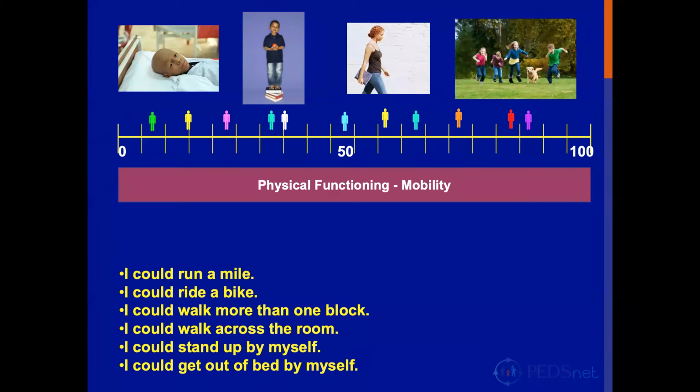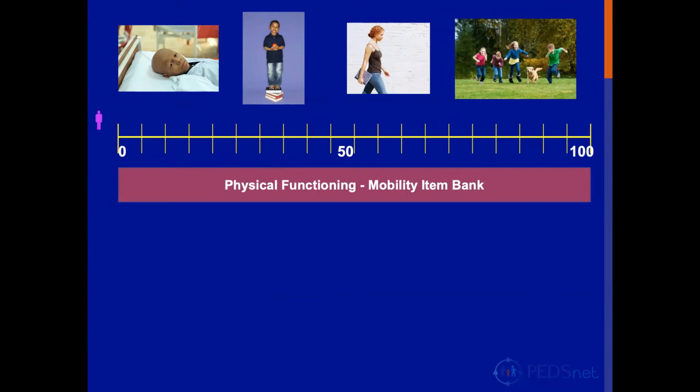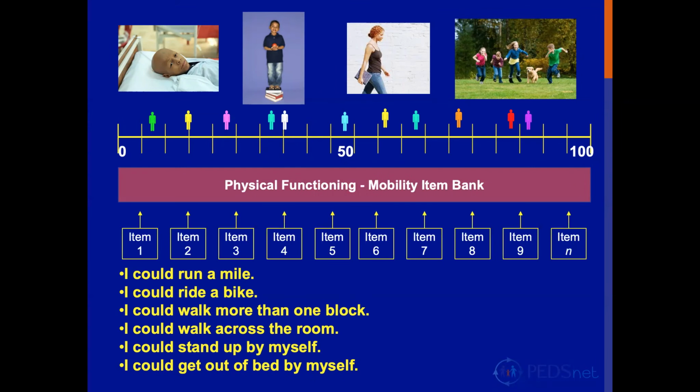All right. So the trick with computerized adaptive testing is that it arrays the items along the scale where they work best. This is called item calibration, and items are calibrated using fancy statistical models called item response theory. But the key point here is that if you look at that, I could get out of bed by myself would be item 1, and I could run a mile would probably be item 9. So now you have the ability to match items according to individuals' pattern of responses.